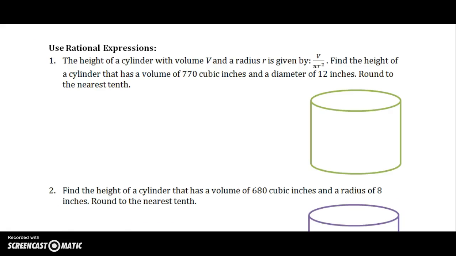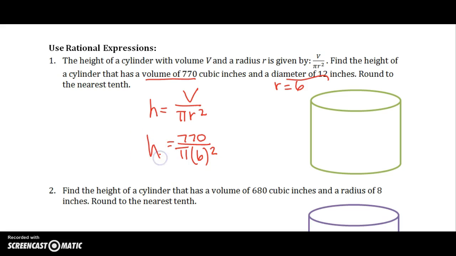Okay, we throw in some geometry problems every now and then just to let you see that algebra is used in geometry. So this tells us that the height of a cylinder equals the volume divided by pi r squared. And it goes on to tell us that the volume is 770 and that the diameter is 12. So if the diameter is 12, the radius is 6. So 770 divided by 6 squared, when you punch that in your calculator, you will find that the height is about 6.8. And that's inches, not inches squared, because it's the height. So that's just a real quick algebra application problem.